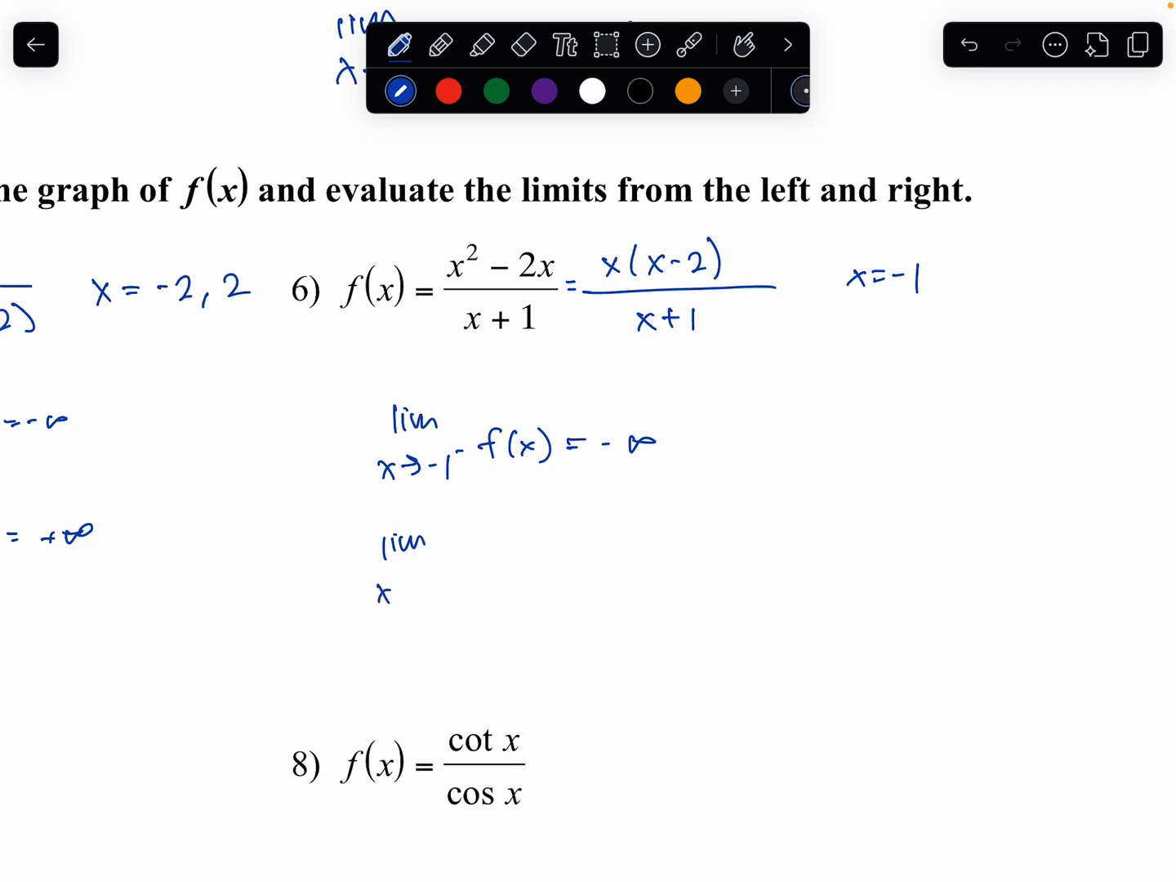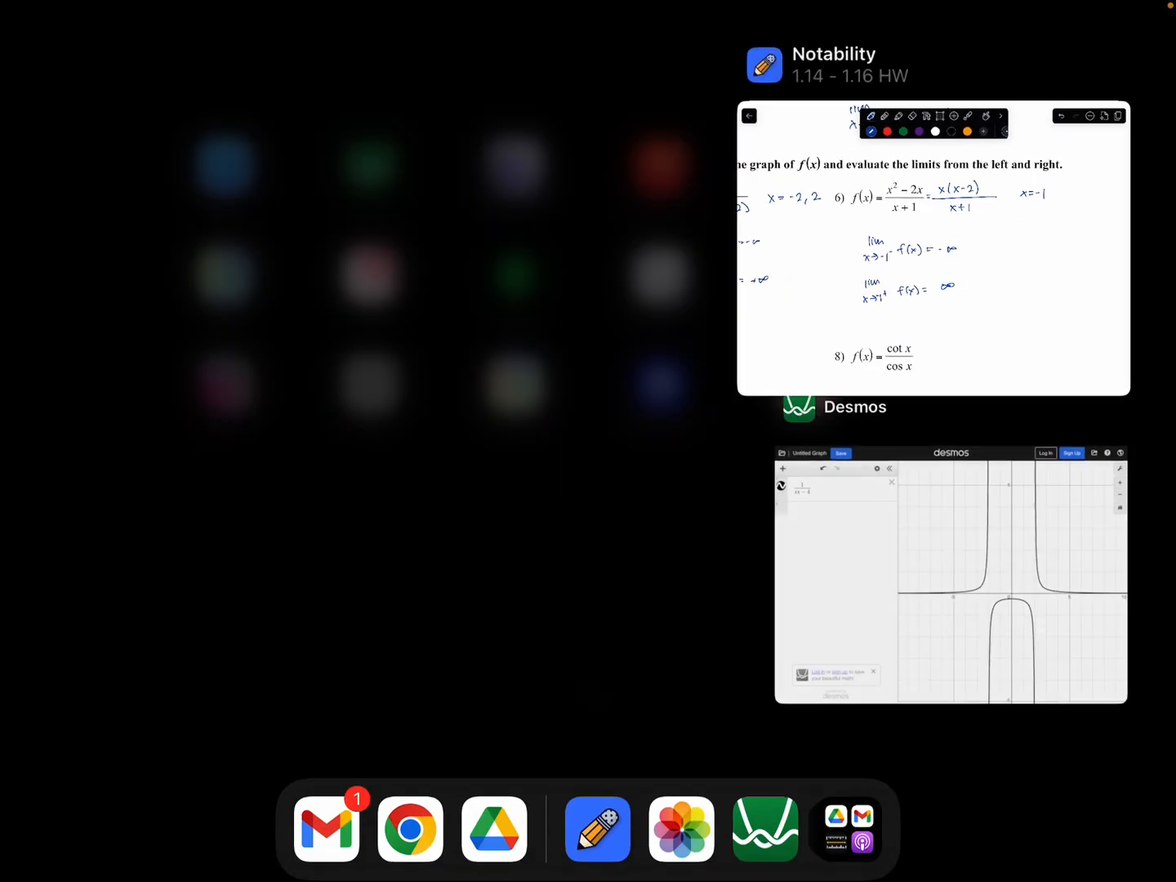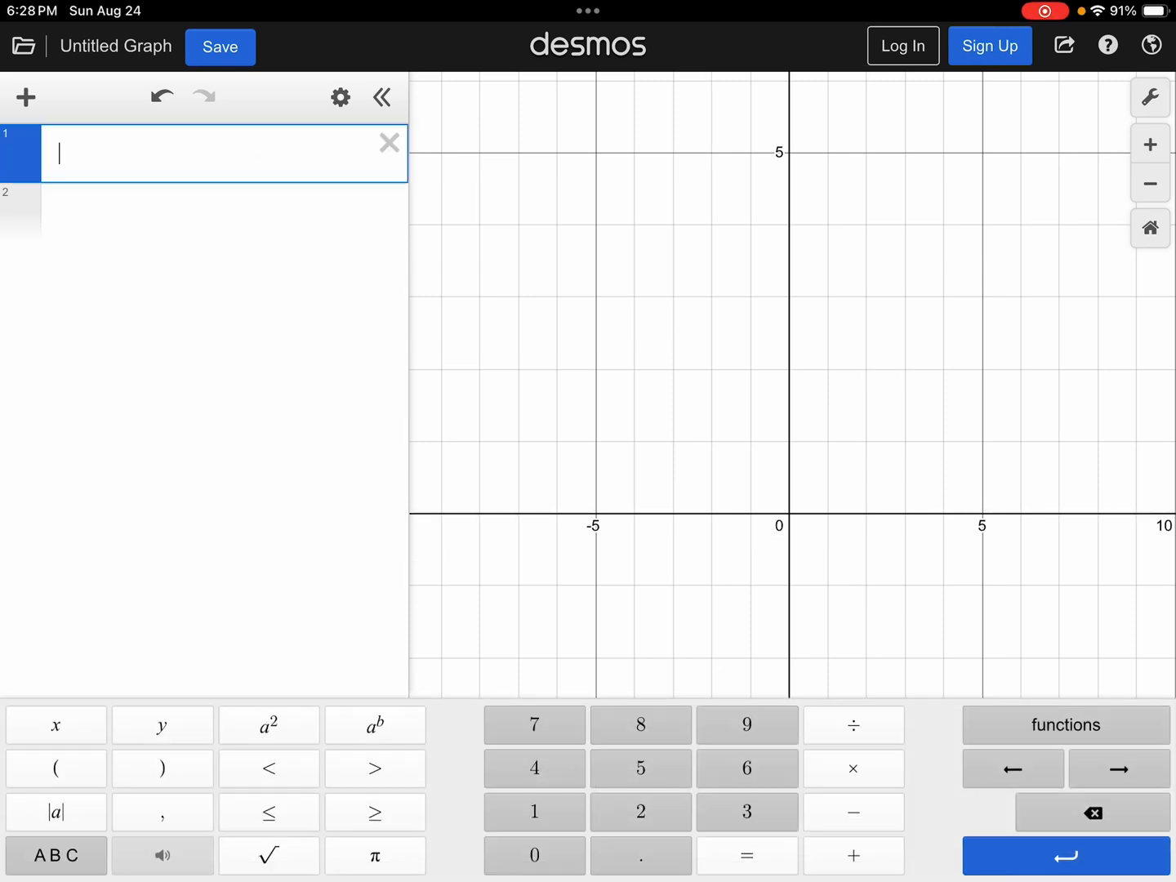And then the limit as x approaches negative 1 from the right of f of x. So negative 1 from the right would be something like negative 0.999. That's going to remain positive here, so that would be positive. This will be negative. This will be negative. Negative times a negative is going to be positive. Positive divided by positive should be positive infinity. So on the right side should be positive. On the left side, negative. Let's go ahead and check. So we had x squared minus 2x divided by x plus 1.